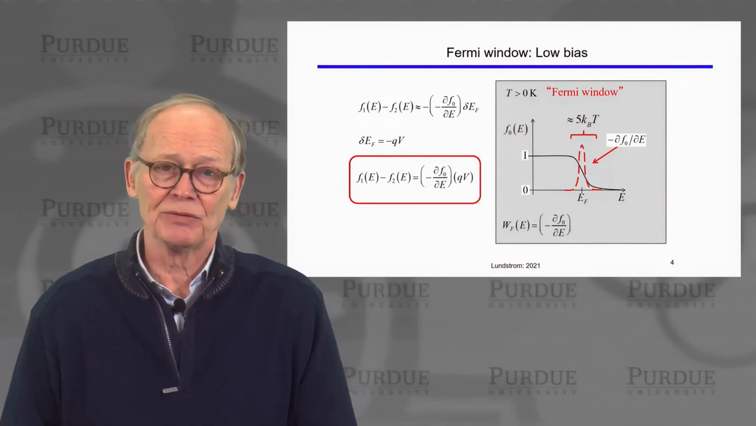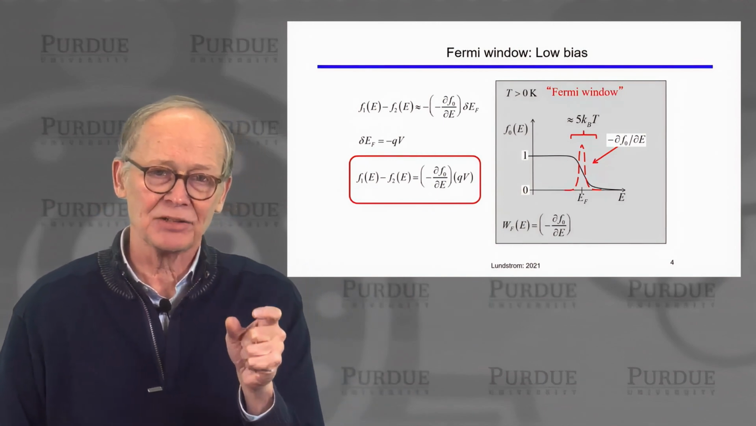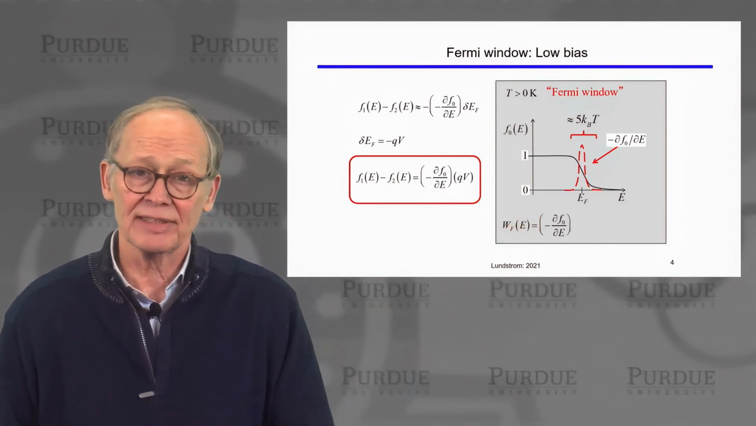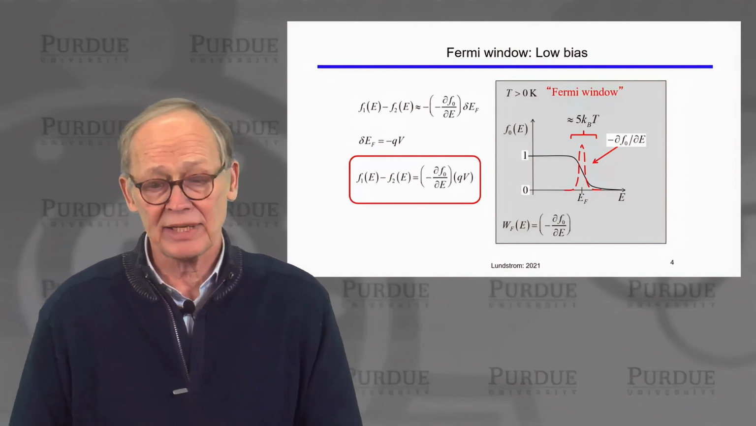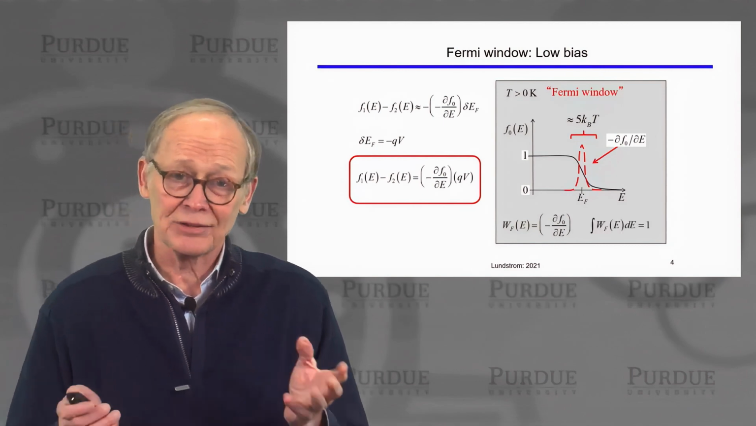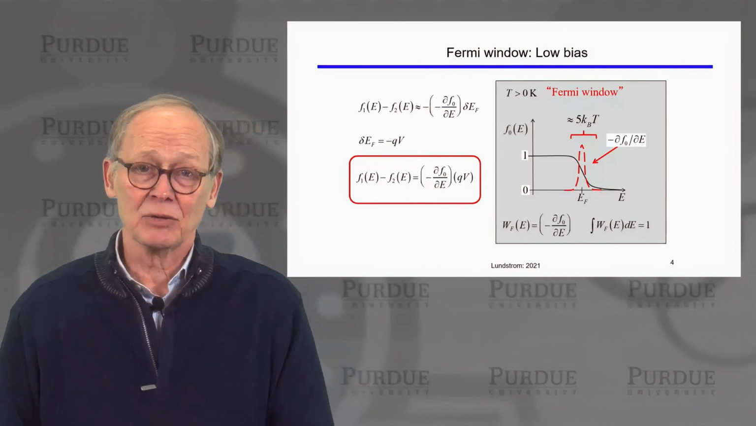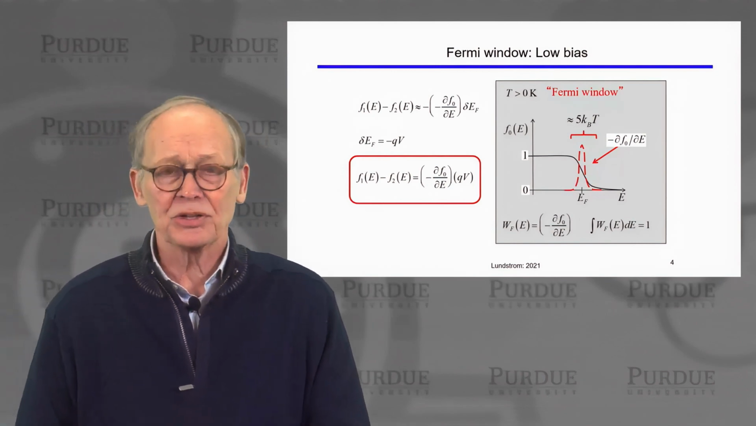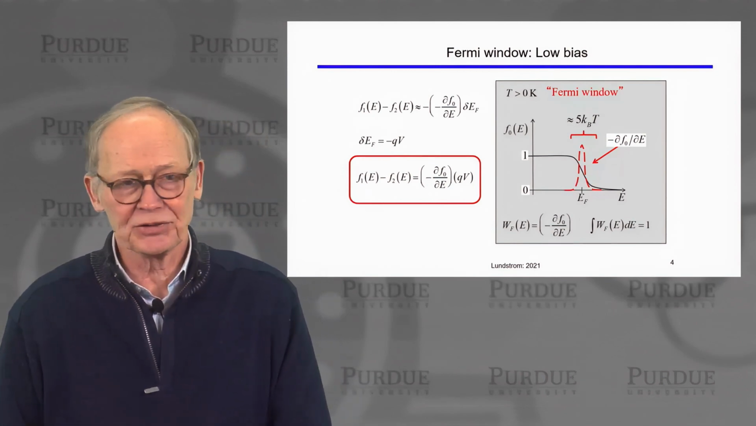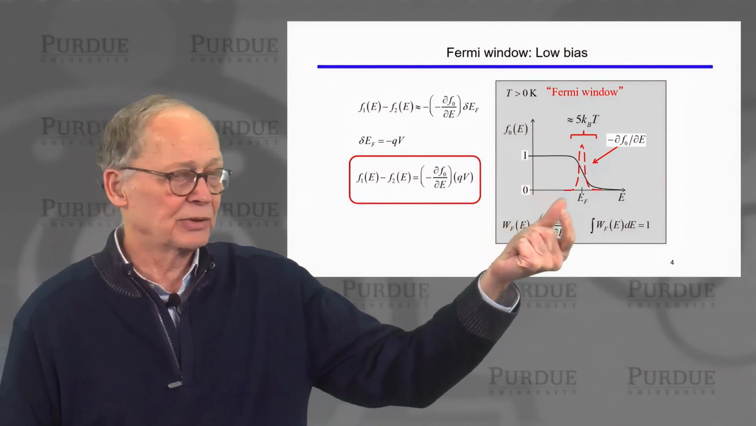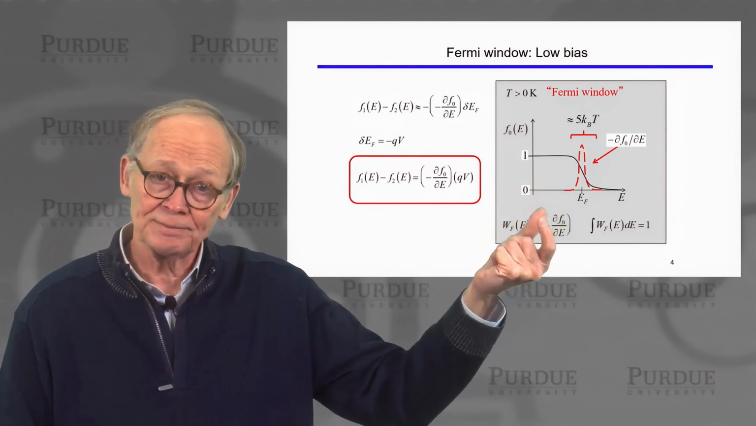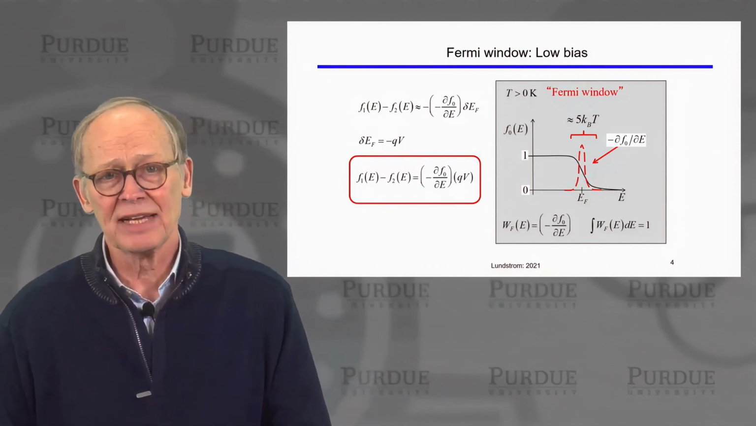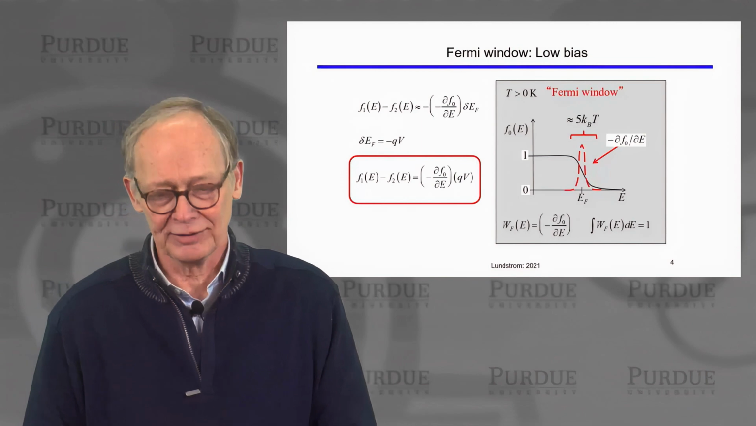Now, I'll call that my window function, something which selects out the energies over which current is going to flow. The window function is minus dF naught dE, and it has a width of a few kT. You can show, and I encourage you to try, that if you integrate that over all energies, the area under that curve is 1. So as we go to lower and lower temperatures, this is going to get sharper and sharper, but the area is always 1. It's going to behave as a delta function, which simplifies some calculations if we do those calculations at 0 Kelvin.